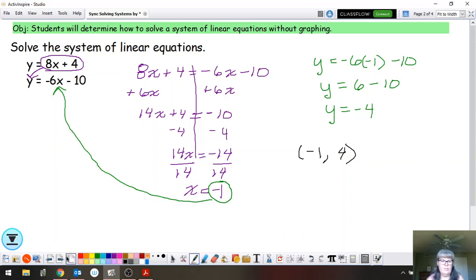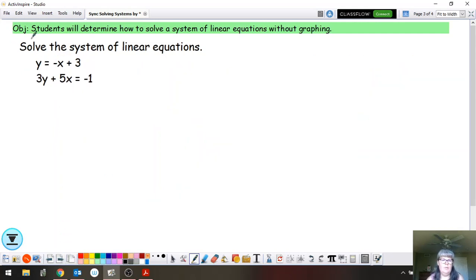Now, a system isn't always two equations that are y equals. It might be one equation is y equals, and one equation is what we call standard form. Still set up pretty nicely for a substitution, because I know what y equals. I'm going to take this negative x plus 3, and I'm going to substitute it for the y. So be careful that you're substituting for the correct variable. So y equals negative x plus 3, therefore negative x plus 3 goes in place of the y.